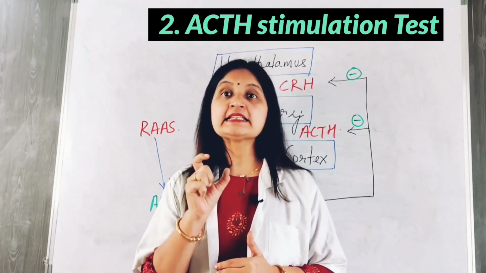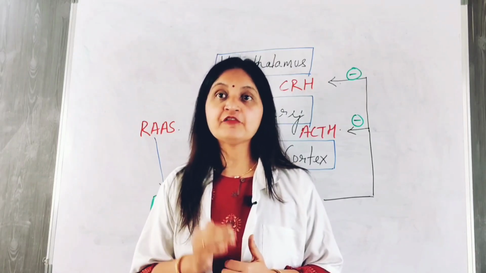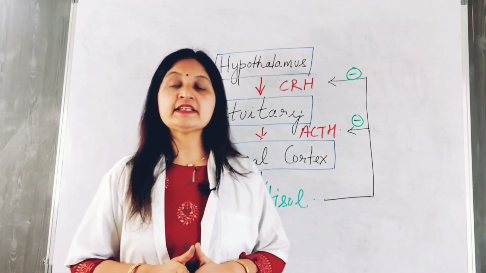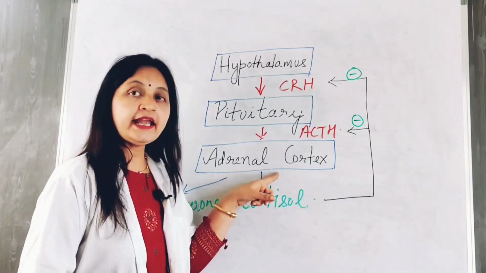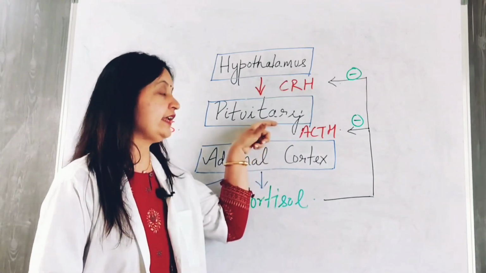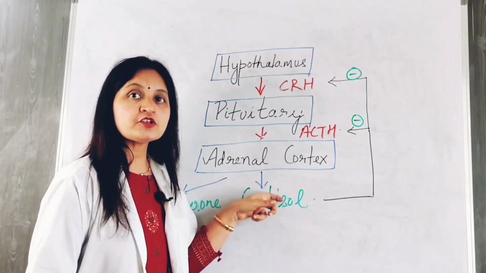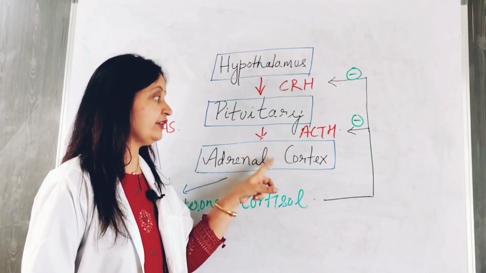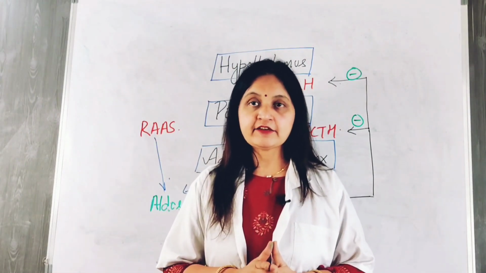The second laboratory test is the ACTH stimulation test, where we measure the baseline corticosteroid levels. We administer a synthetic ACTH and we measure the steroid levels after 30 to 60 minutes. So if after administering synthetic ACTH the cortisol levels are increased, it indicates that the adrenal gland is normal and it is a case of secondary insufficiency. But if there is blunted or decreased cortisol levels in the circulation, it indicates that there is a disease in the adrenal gland and it is a case of primary adrenocortical insufficiency.